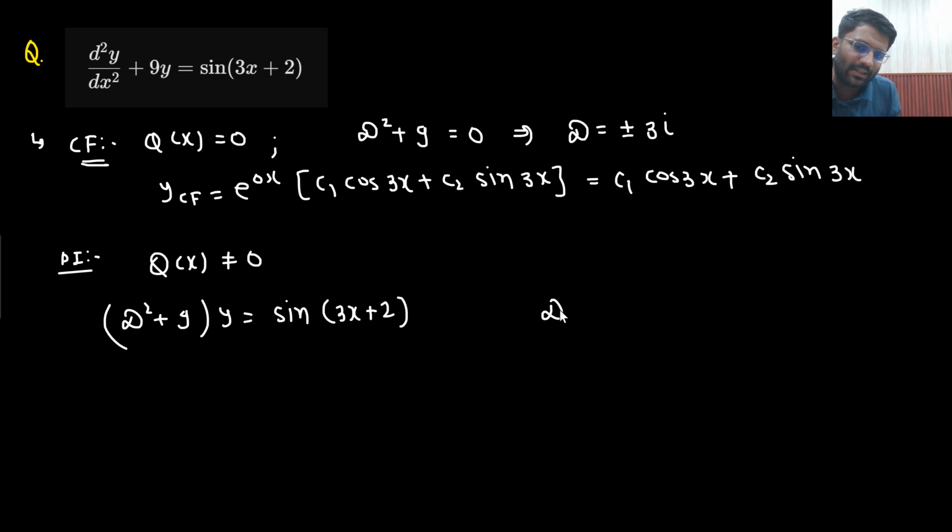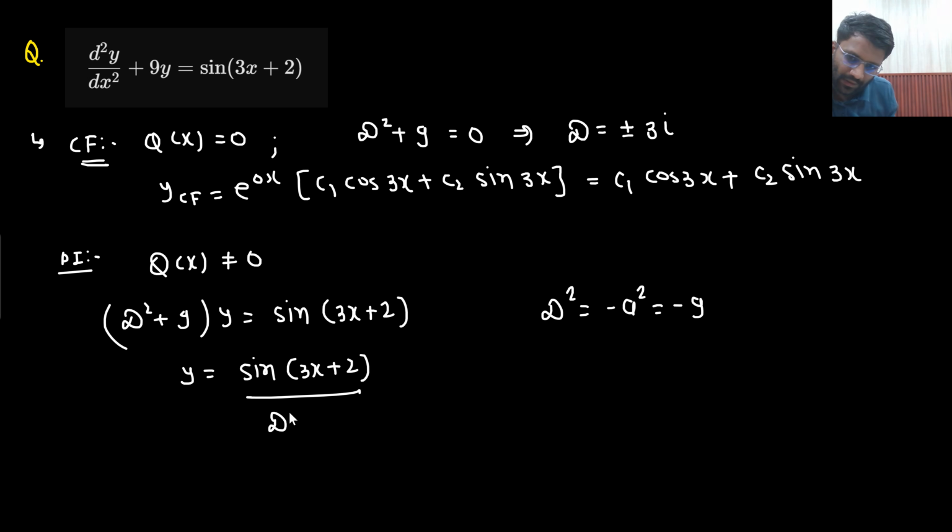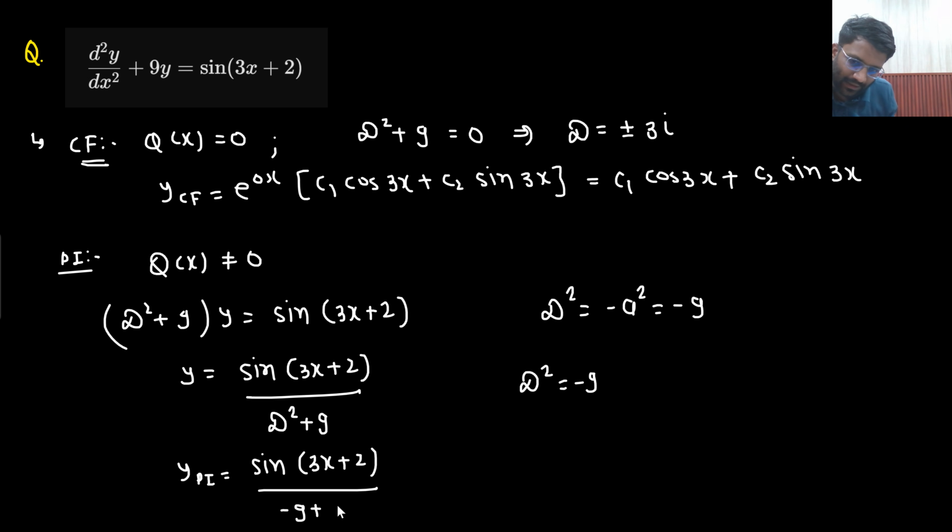And sir, this time what can I see? D square can be replaced as minus a square, that means minus 3 square, that would be minus 9. So what is the value of y you are getting? Sine 3x plus 2 upon D square plus 9. Now D square will be replaced with minus 9. So when you put minus 9 here, minus 9 plus 9, it is creating a problem.